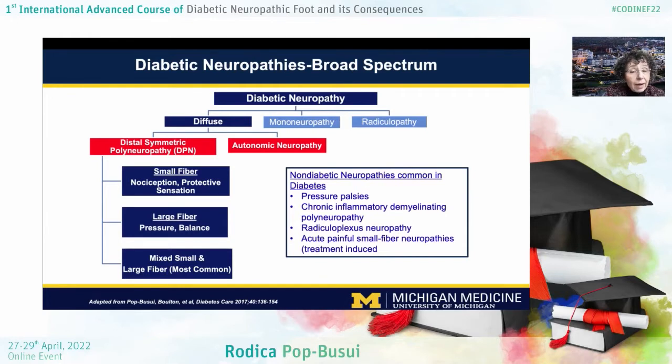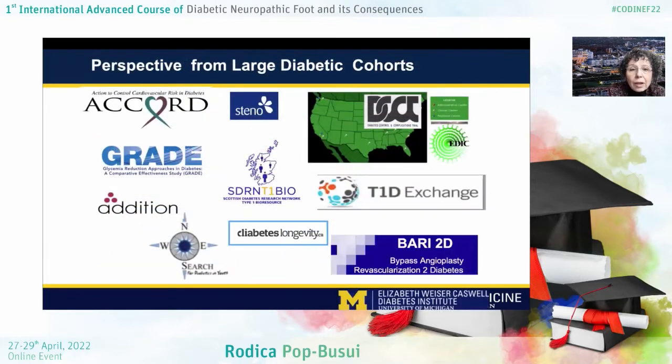As you can see, there are multiple forms of diabetic neuropathies, with distal symmetrical polyneuropathy, or DPN, and autonomic neuropathies highlighted in red being by far the most prevalent and most studied. This is very strong evidence that we have acquired by having the opportunity to truly look at large and diverse cohorts of people with both type 1 and type 2 diabetes.